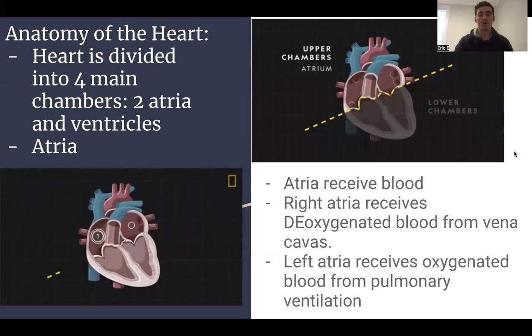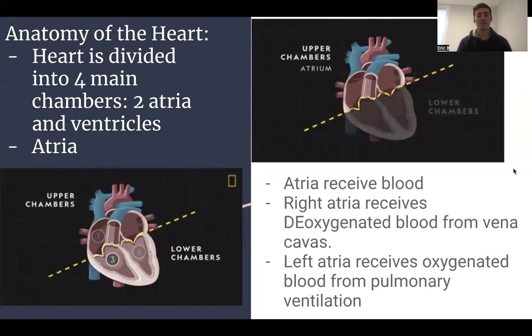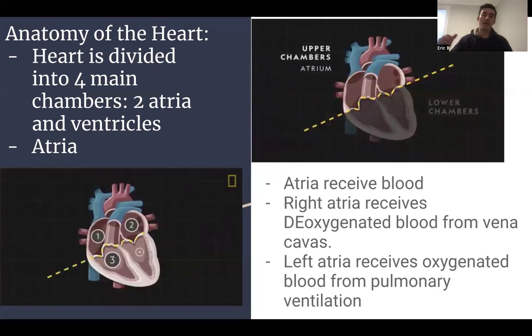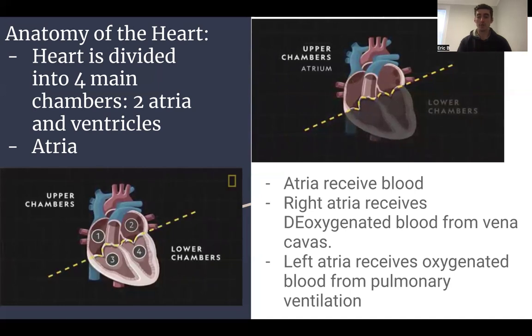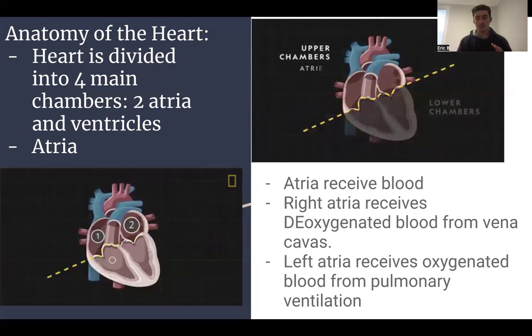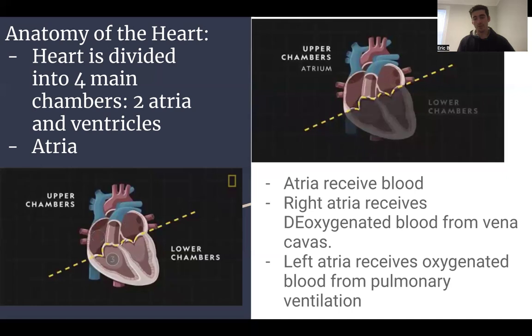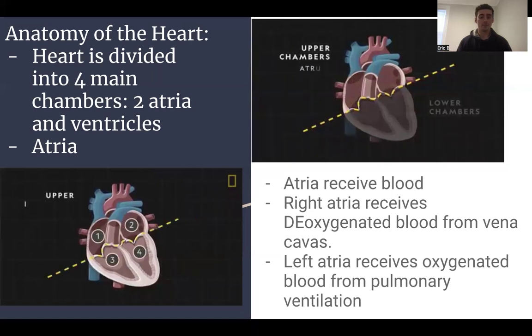In regards to the flow of the heart, the anatomy of the heart is divided up into four main chambers. We have two atria, which represent the upper chambers of the heart, and two ventricles, which represent the lower chambers of the heart. Now, the atria receive blood from both the vena cava and from the lungs, right? The right atrium receives deoxygenated blood from the vena cavas, and the left atrium receives oxygenated blood. That's the difference between the two. The right is deoxygenated blood, and the left is oxygenated blood. We're going to go into that in a little more detail in this video.